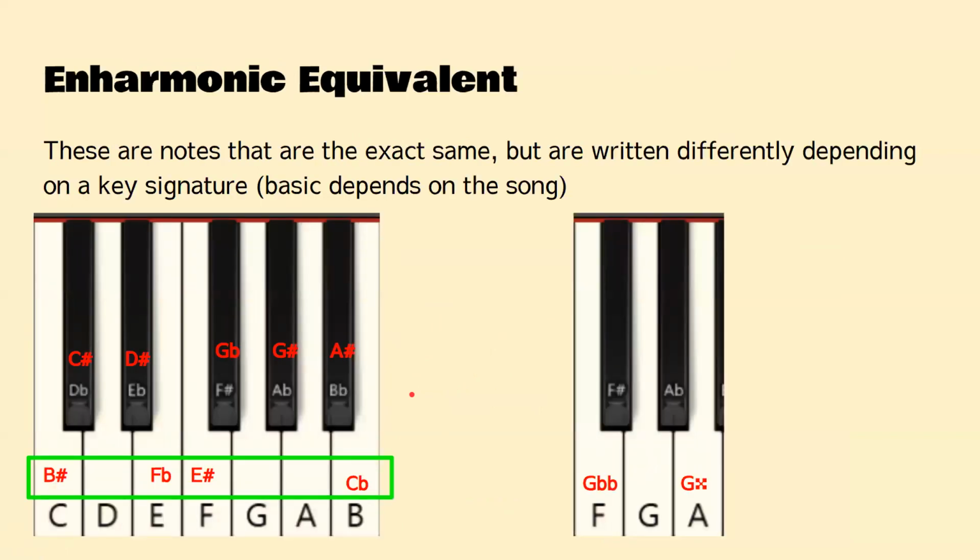Now, this is important. Enharmonic equivalents. Some notes are the exact same, but they're written differently depending on the key signature, which, if you don't know what that is, is just something that you see at the beginning of music, sharps and flats. They just tell you, all right, the whole song, you're going to play an F sharp if you see a sharp on the F line. But basically, just depending on the song, they might use a different one.